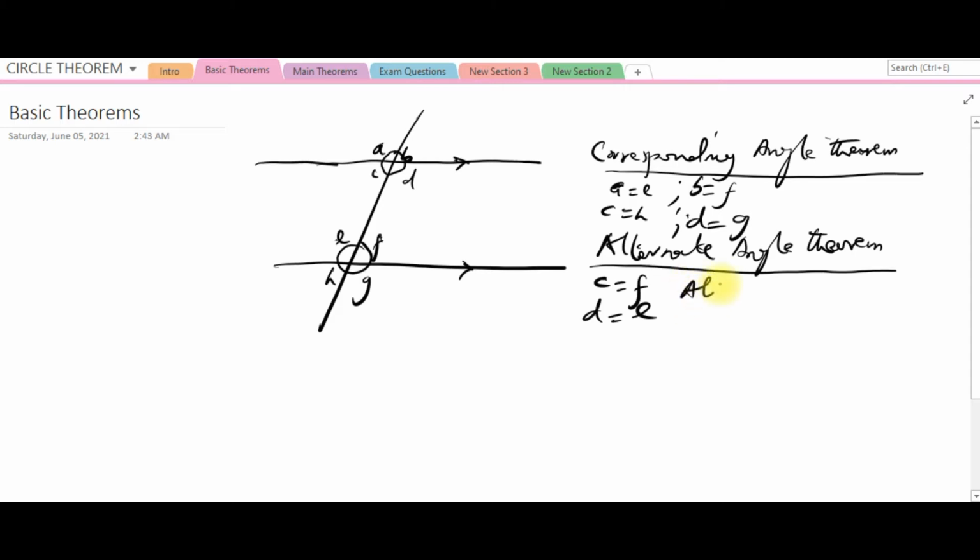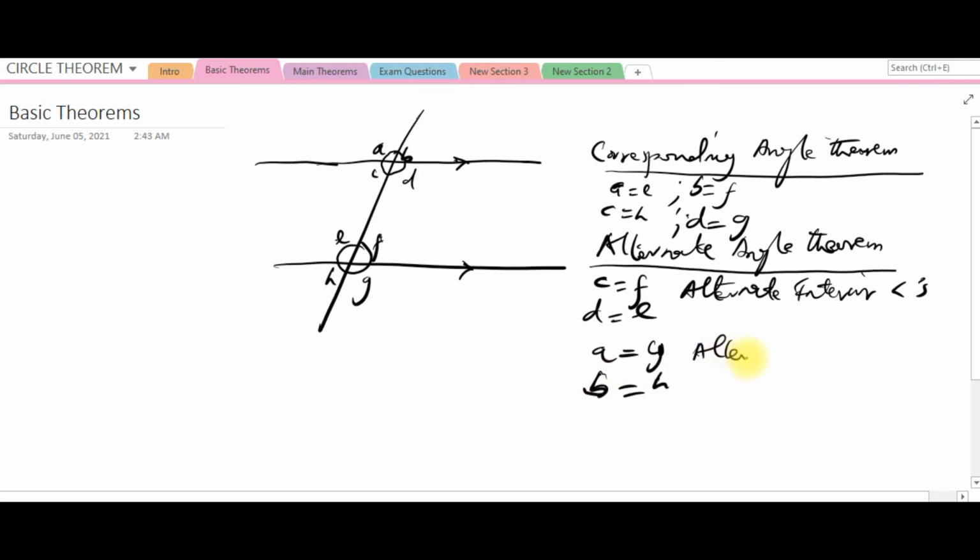This one is alternate interior angles. So we still have alternate exterior angles, which is A equals G. And B equals H. So these are the alternate exterior angles. So that's the two.